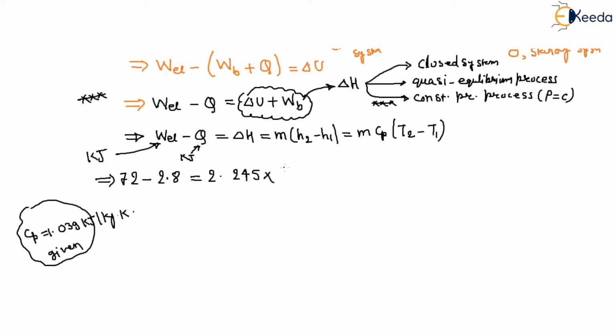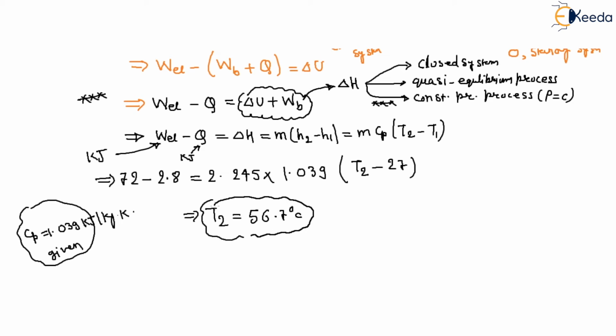So 1.039 Cp times the final temperature, which we don't have, minus the initial temperature, 27 degrees centigrade. So what is the value of T2? The T2 value comes to 56.7 degrees centigrade.